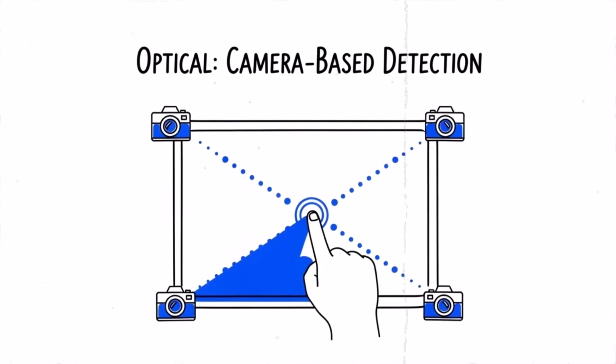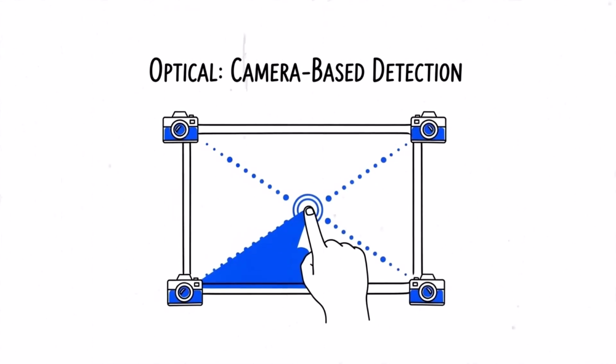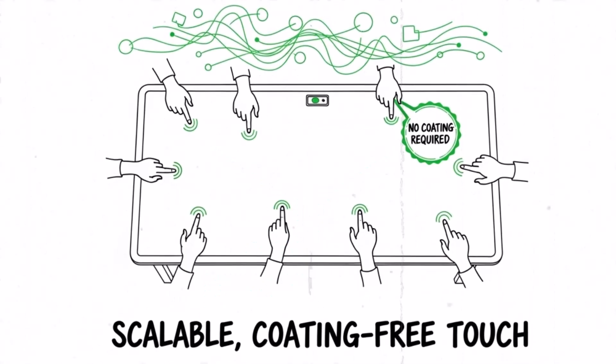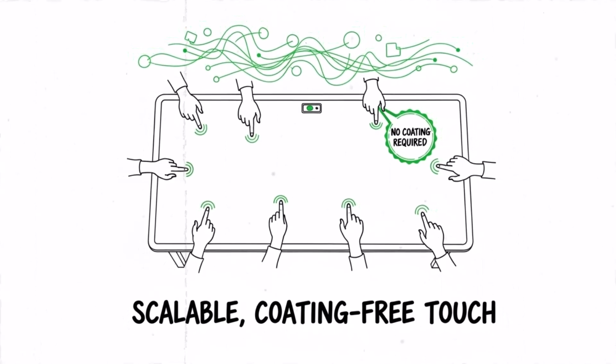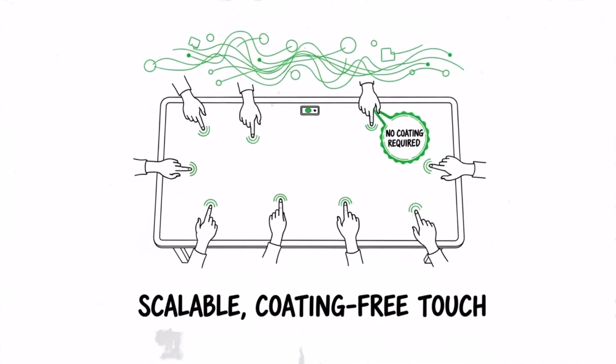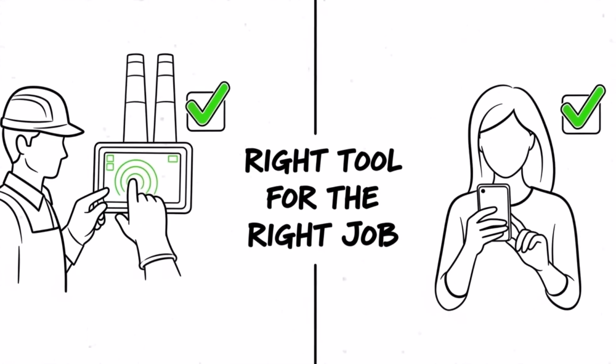Now let's move to modern enhancements. Multi-touch changed everything. Early touchscreens only detected one point of contact. Modern projected capacitive screens can detect multiple touch points simultaneously. This allows pinch to zoom, two-finger scrolling, complex gestures. Without multi-touch, modern interfaces wouldn't exist.